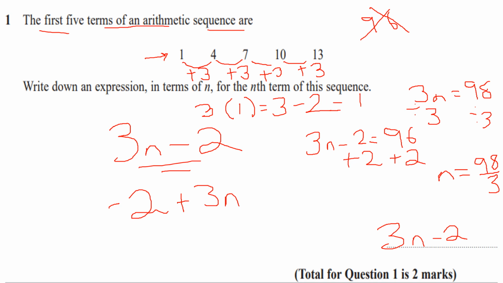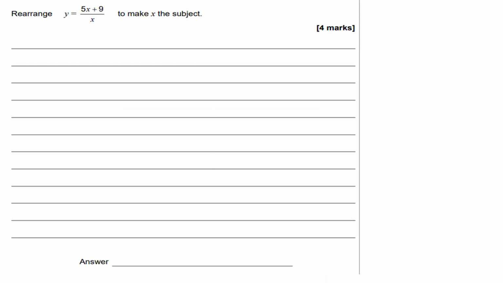Sorry for waffling on there. This one here is higher tier, rearranging formulae where the subject appears twice. So rearrange y is equal to 5x plus 9 all over x to make x the subject. First of all, I'm going to multiply both sides of my formula by x. So I'm going to have xy is equal to 5x plus 9.